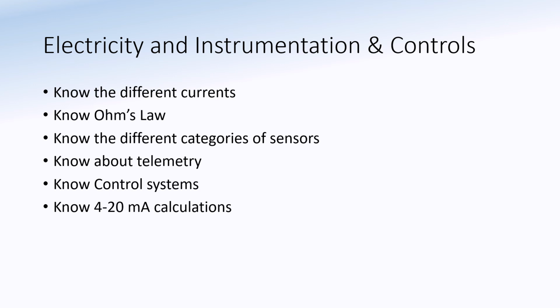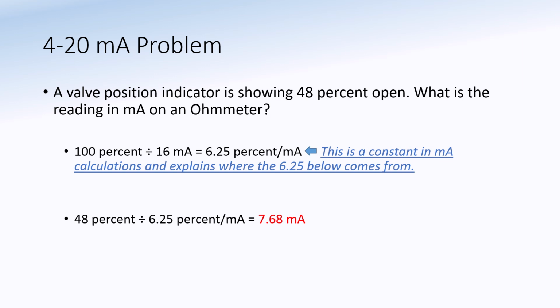So, electricity and instrumentation and controls, we covered the different types of circuits, Ohm's law, the different categories. We covered telemetry and 4 to 20 calculations. So there's the potential for all of this to be on your exam. So make sure you're ready for it.